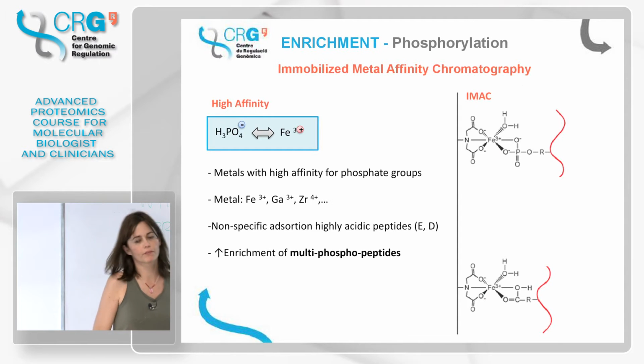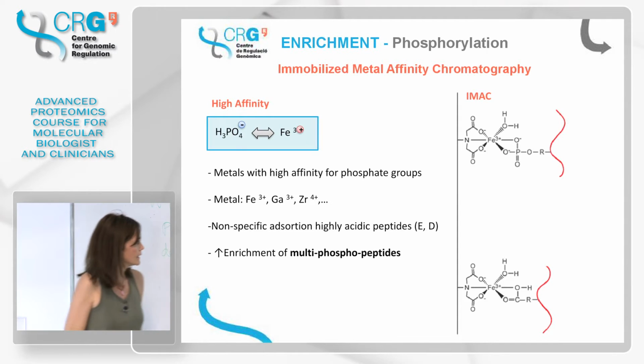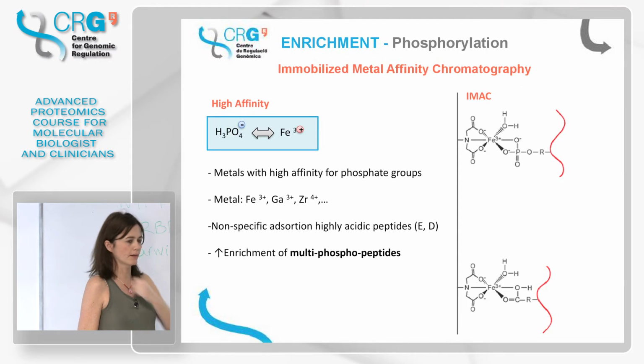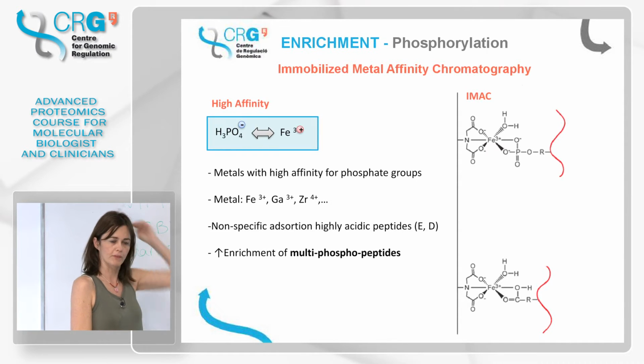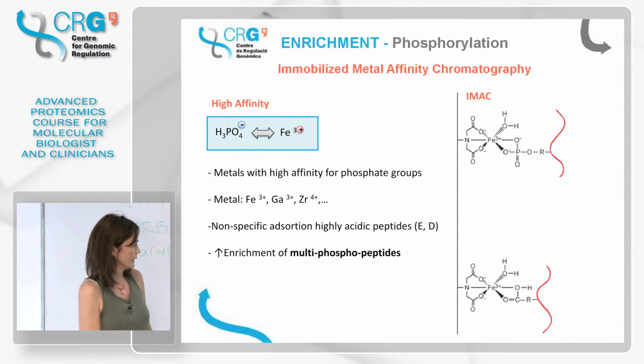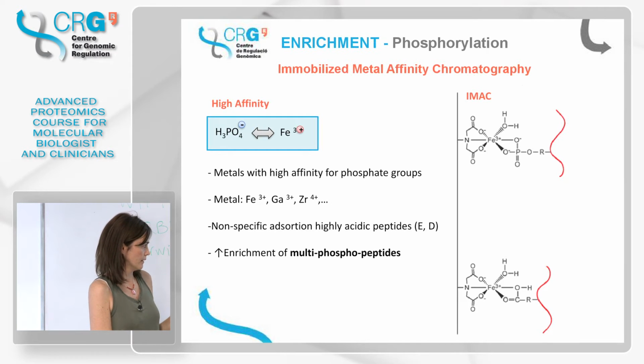The most common way of enriching for phosphopeptides is by metal affinity chromatography, which is based on the principle that this phosphate group with the negative charge gets attracted by the positive group of the metals. Different metals have been used. The most common one is iron. And then, in general, these metals are attached to some beads. And by chromatography, we can enrich for these phosphopeptides.